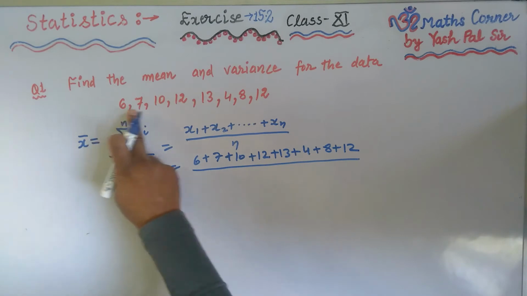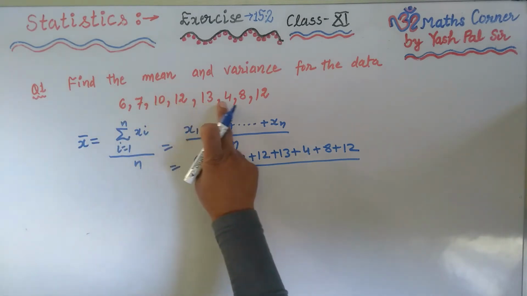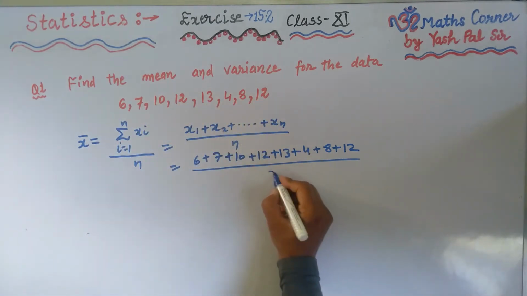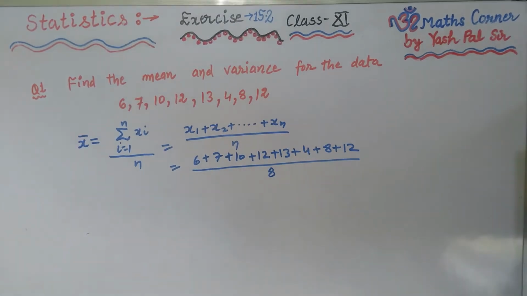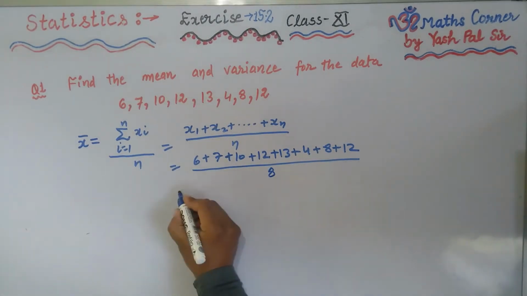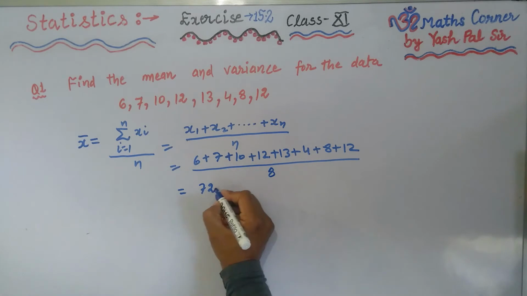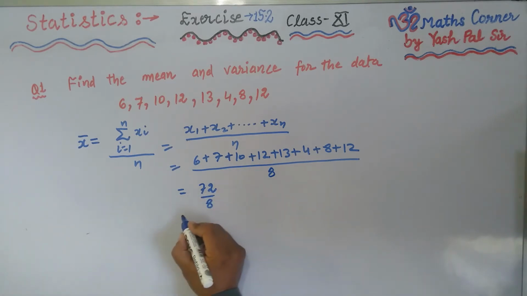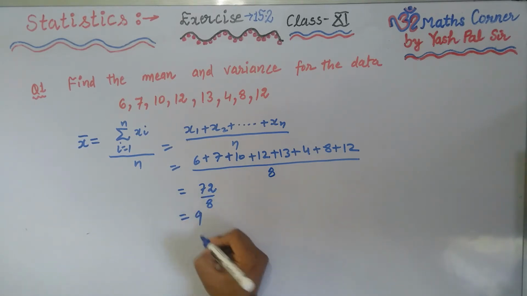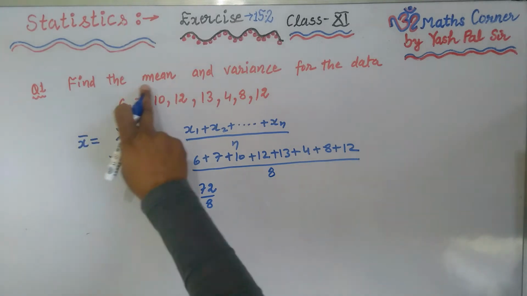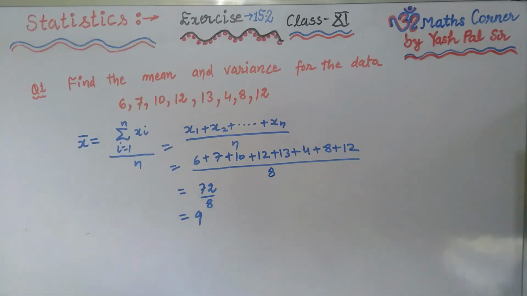n means 1, 2, 3, 4, 5, 6, 7, 8, 8 observations. This is equal to 72 divided by 8, which is equal to 9. So what is the mean? Mean is equal to 9.